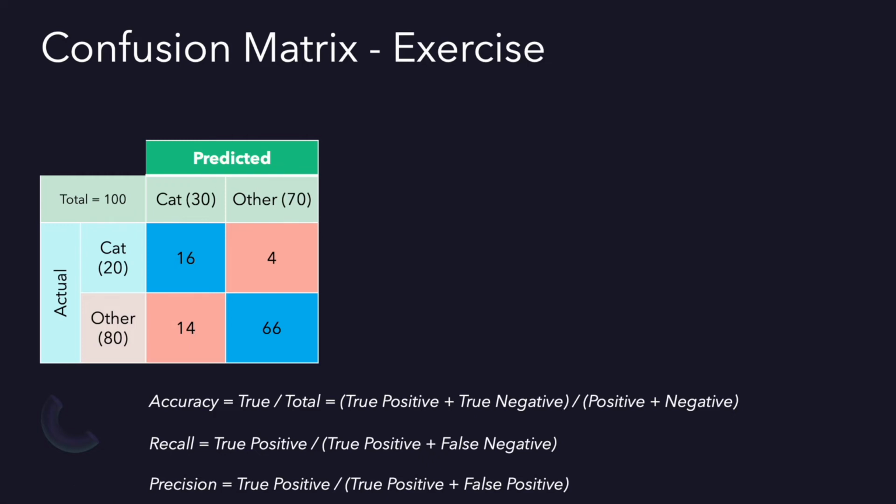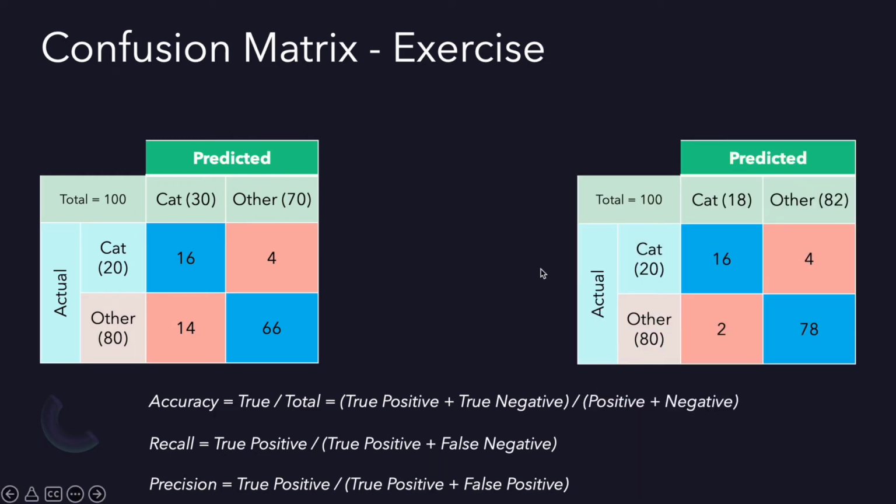Second confusion matrix obtained from a different model for the same test data. As you see, this model predicted 18 cats and 82 others. And 16 of these 18 cat predictions are actually cats, but 2 of them are not. Now let's compare these two results and we will understand the performance measures better by this exercise.